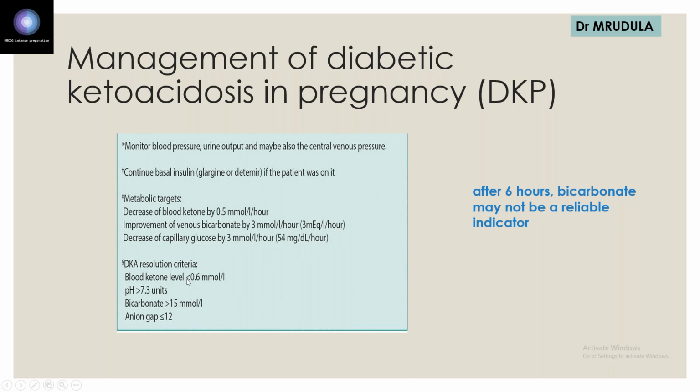And when will you say that DKA is completely resolved or completely treated? When the blood ketone levels are less than 0.6, pH more than 7.3, bicarbonate more than 15, and anion gap is less than or equal to 12. So these are known as the DKA resolution criteria. Please remember these values. In this DKA, this flow chart is the only thing that you should remember.